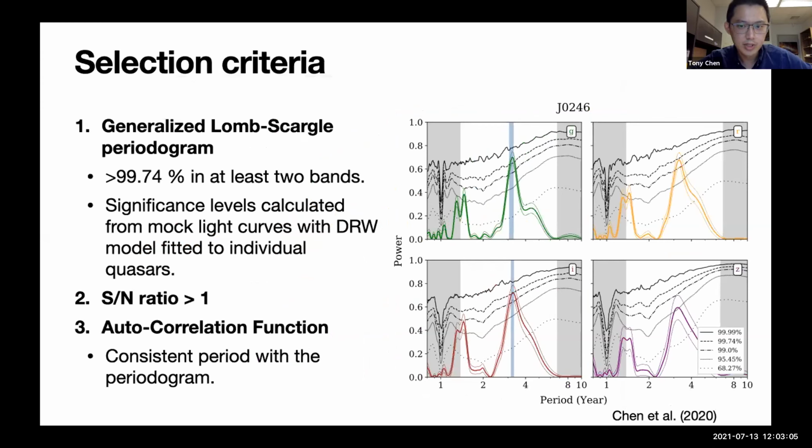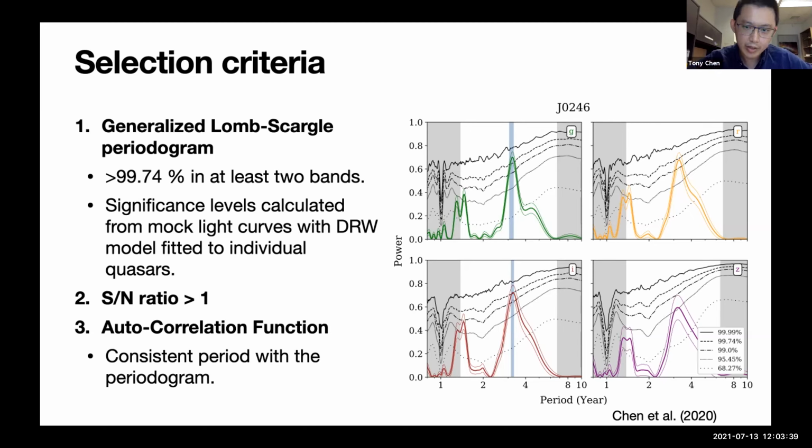So how do we select those periodic quasar candidates? We mainly use the generalized Lomb-Scargle periodogram. The generalized Lomb-Scargle periodogram is a periodicity search algorithm mainly used on unevenly sampled data. However, quasars also have their own intrinsic variability, so we cannot ignore it and just use the periodogram.